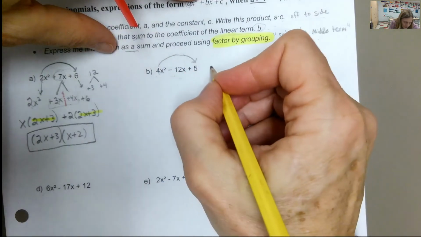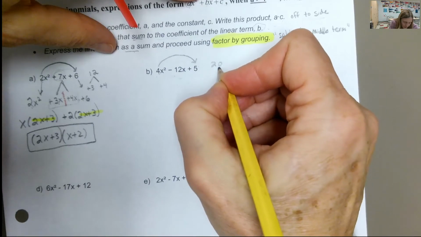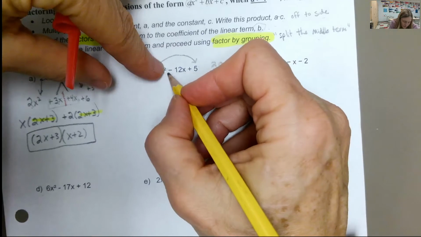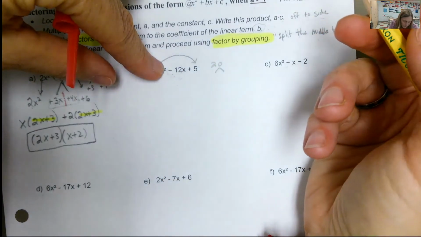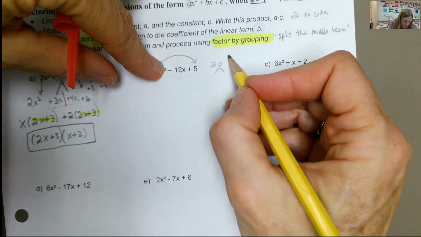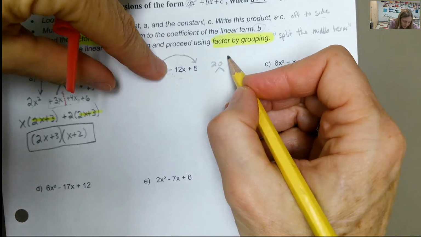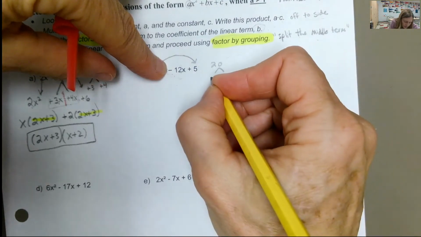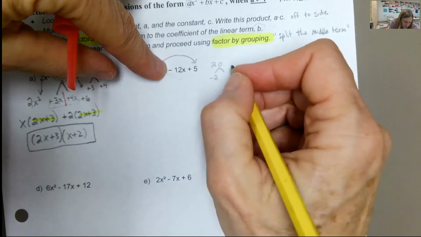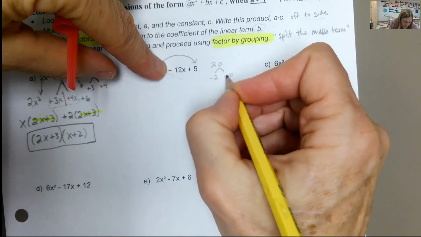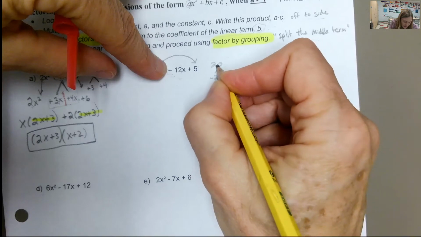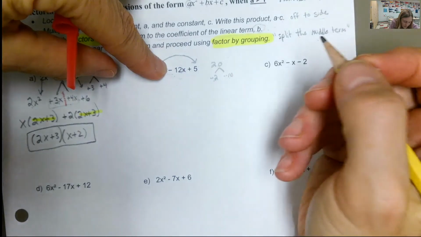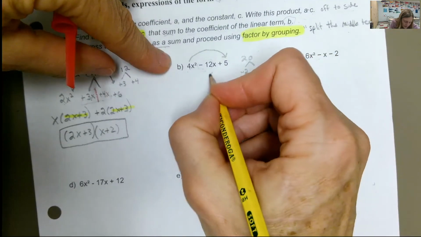So 4 times 5 is 20. Factors of 20 that add up to negative 12. Remember, we have to add up to negative 12. Well, let's see. 20 is 1 times 20, 2 times 10. Oh, that sounds like it's going to do it. Negative 2 times negative 10 is positive 20, and negative 2 plus negative 10 is negative 12, so that's our ticket.